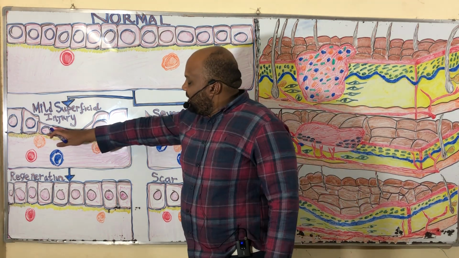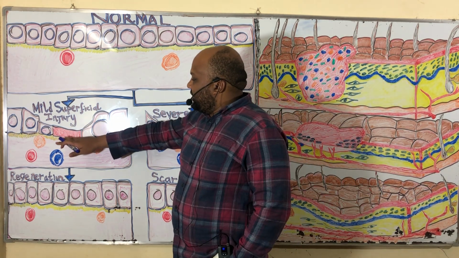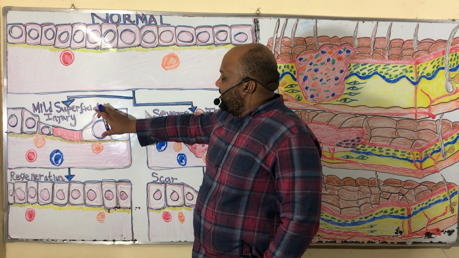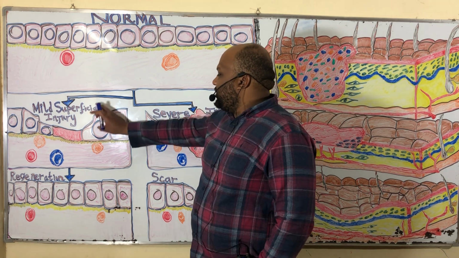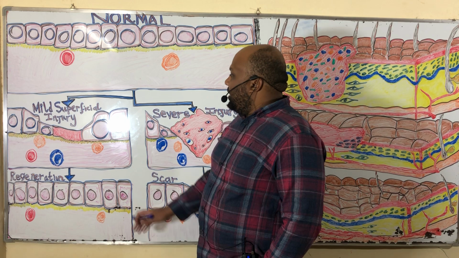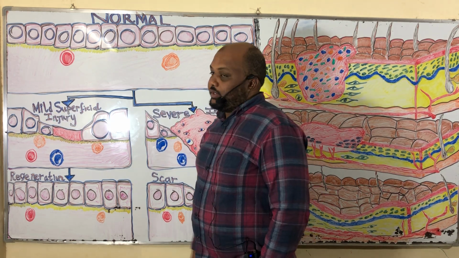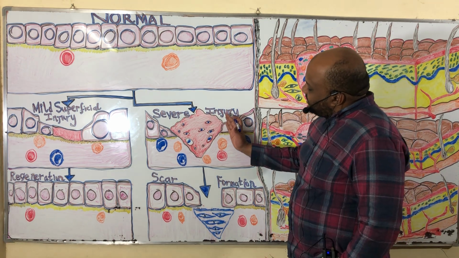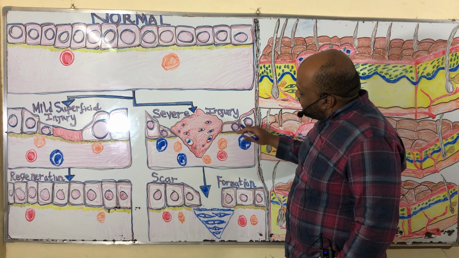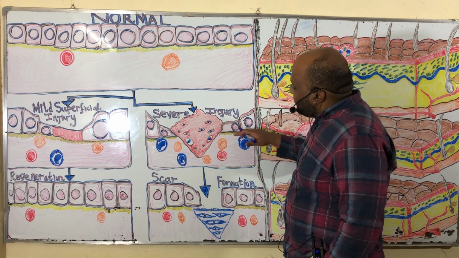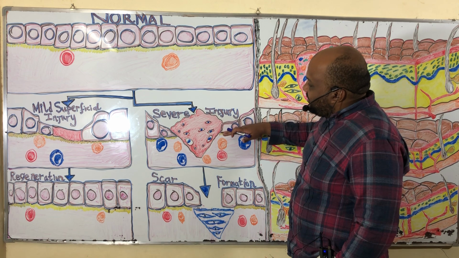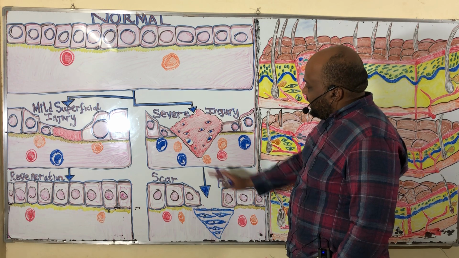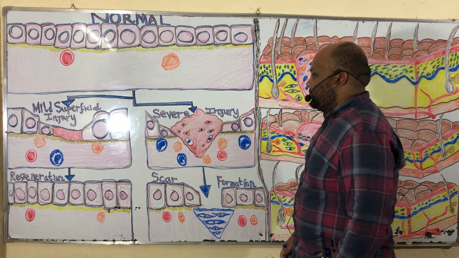So when we look here, we see that the mild superficial injury is above the yellow line that separates the epithelial layer, the superficial layer, and the underlying tissue. And that is a mild superficial injury. While in the severe injury, you see that the damage is so deep that it traverses and crosses the yellow line, the yellow boundary that separates the superficial layer and the underlying tissue. And you see it extends deep into the underlying tissue.